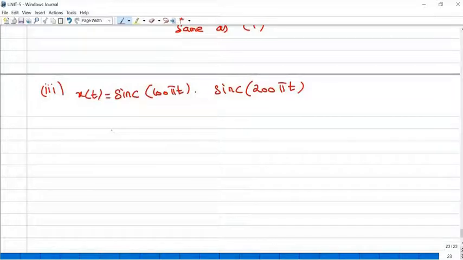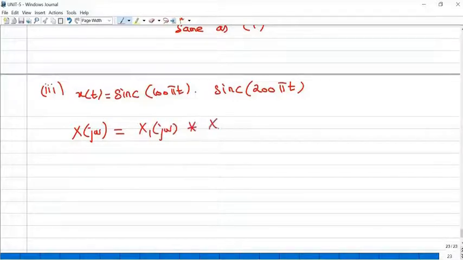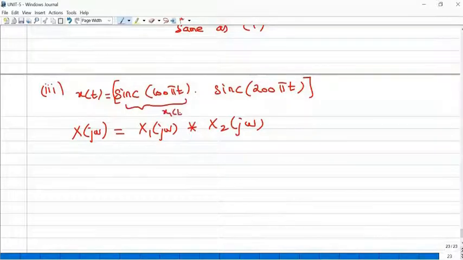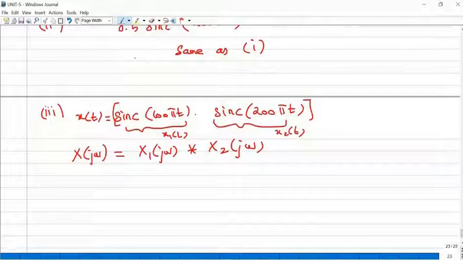But the sampling theorem we use in the frequency domain. So if we find x of j omega, it is x1 of j omega convolved with x2 of j omega. If signals are in multiplication in the time domain, then the result is convolution in the frequency domain. Let's consider this is x1 of t and the second part is x2 of t.